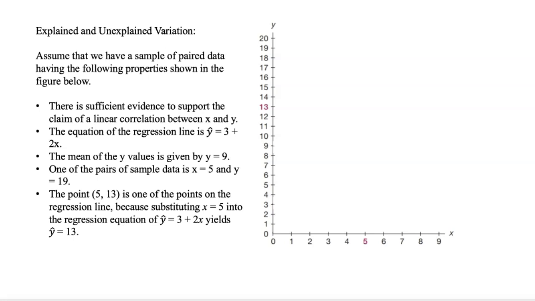So now we're going to talk about explained and unexplained variation. Specifically, we're going to explore the deviation from one point to the mean. We've got this situation that we're going to map out over to the right-hand side. First, we're given that there is sufficient evidence to support the claim of linear correlation between x and y. If there's sufficient evidence to support the claim of linear correlation, what this means is that the regression line is a good fit.